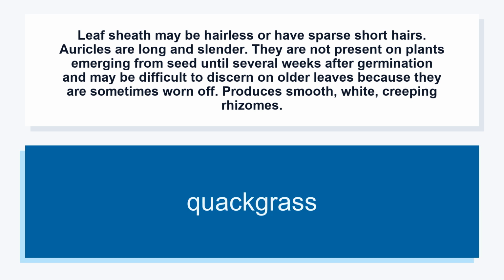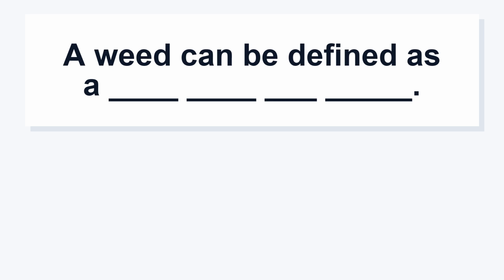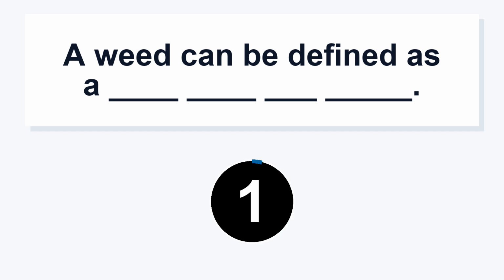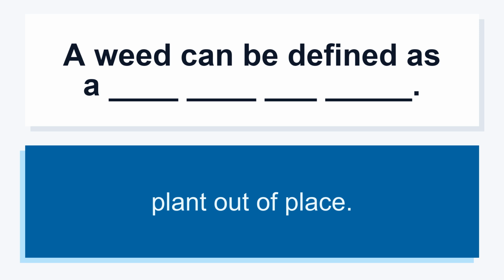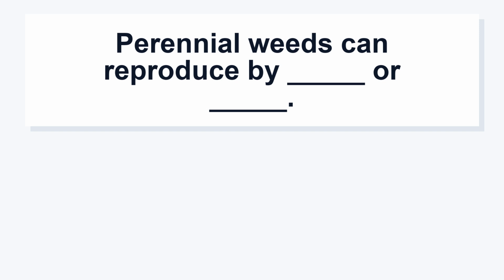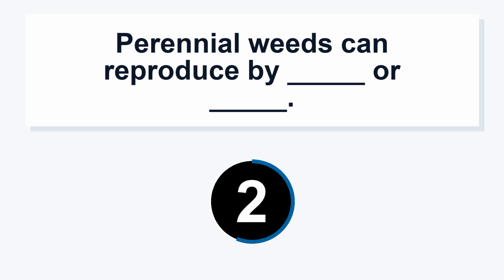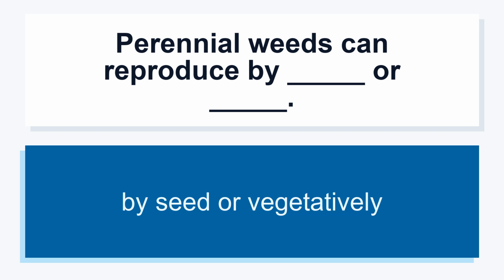Quackgrass. A weed can be defined as a plant out of place. Perennial weeds can reproduce by seed or vegetatively.